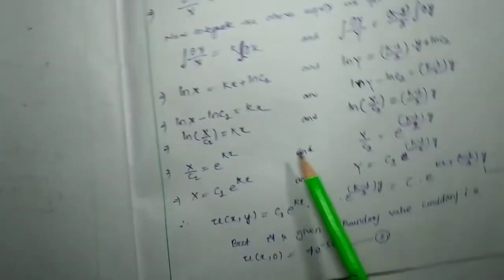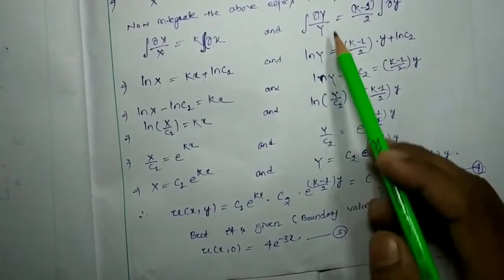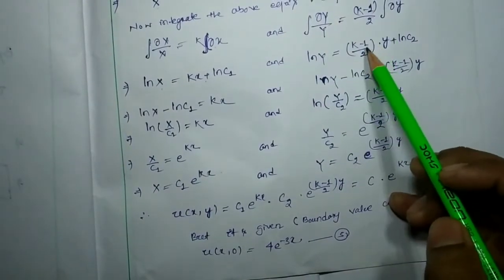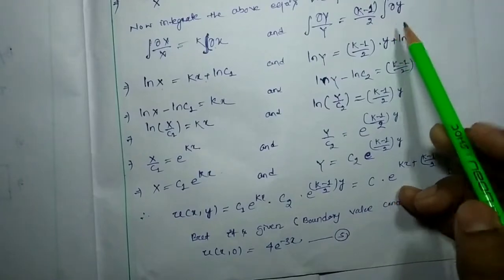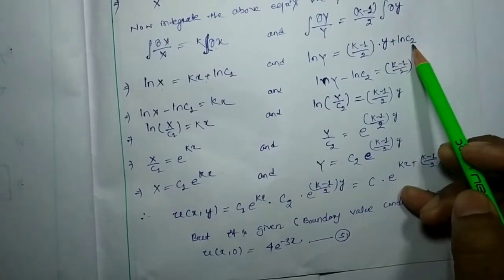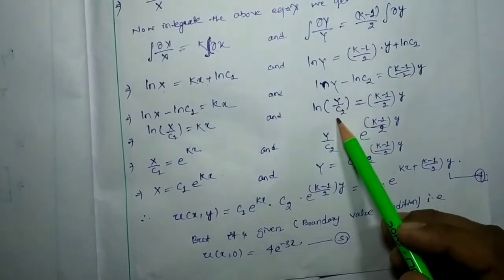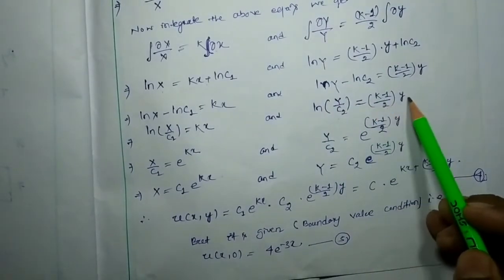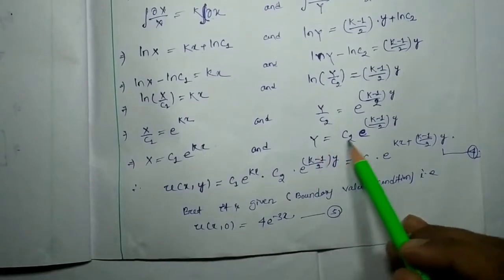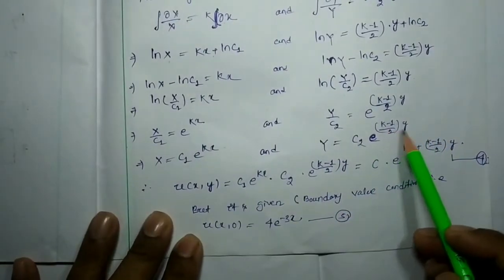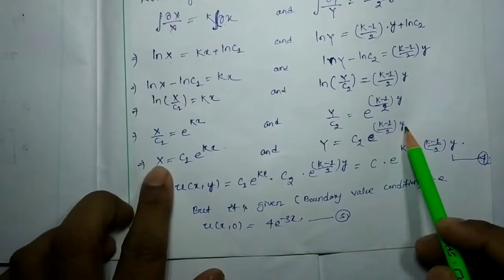And likewise, ln Y will be equal to k minus 1 by 2, which is a constant, and integration of dy will be y, plus ln c2, another constant, moved to this side. This will be ln Y by c2 equal to k minus 1 by 2 into y. So hence Y will be equal to c2 into e to the power k minus 1 by 2 into y. So we found X and we found Y separately.